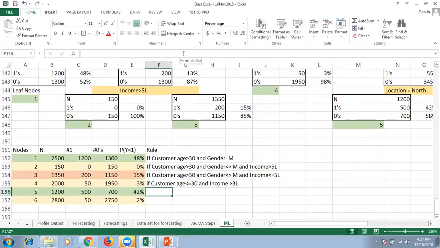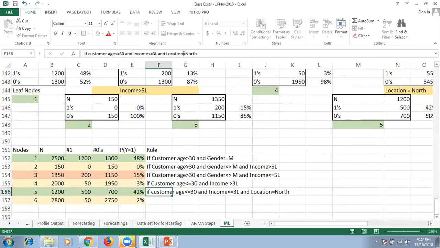And what about this, guys? If customer age is less than or equal to 30 and income is less than or equal to 3 lakhs and location is north, then that customer is again a high risk customer. Okay, don't feel that I'm differentiating north versus south or something. Just from the model input perspective, I'm explaining that.